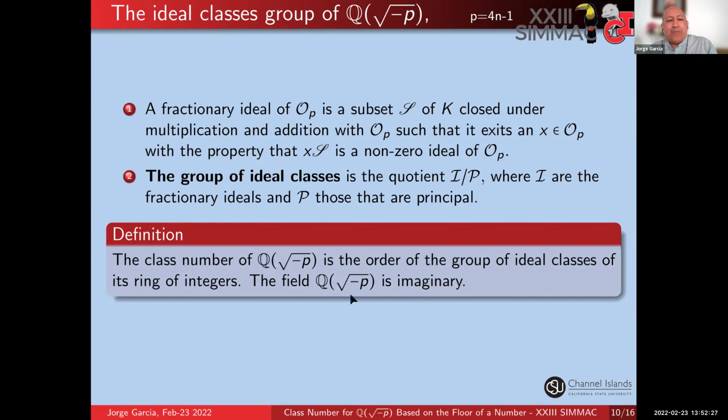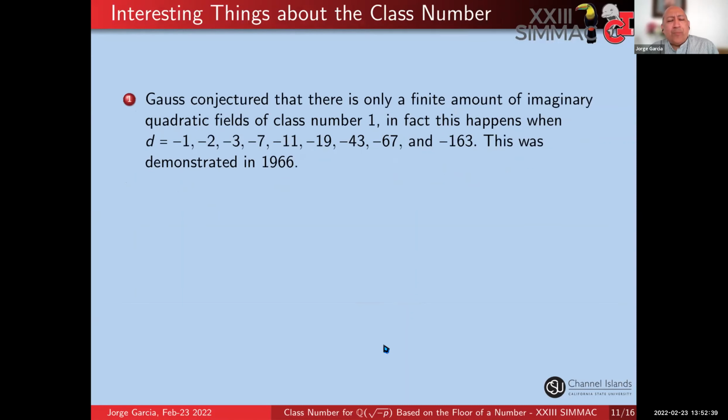All right, in this case, my field is going to be imaginary. In other words, you count the elements of this group, and that is the order of the group, the class number, okay? Well, let's put some interesting things about it. Gauss, the famous mathematician, conjectured that there is only a finite amount of imaginary quadratic fields of class number 1. In fact, this happens when the number inside the square root has these values. This was demonstrated in 1966.